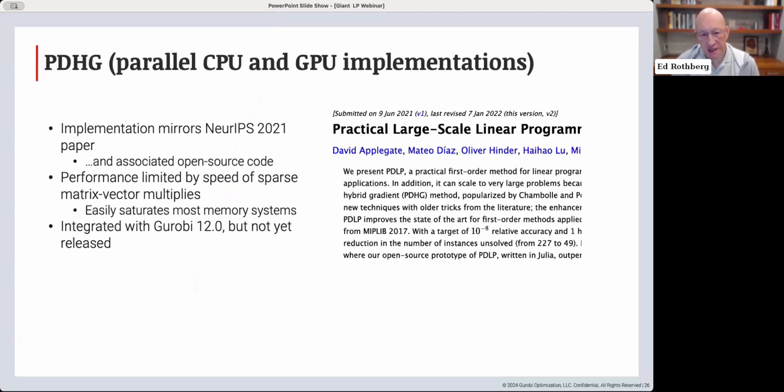The first, of course, is PDHG. We've done an implementation of PDHG for the CPU, multi-threaded on the CPU, and we've also done a GPU implementation. Our implementation mirrors the implementation from the 2021 Google paper. And again, as I mentioned earlier, the performance is determined by the speed of the sparse matrix vector multiply, so it's basically determined by the speed of the memory system. These have been integrated into Gurobi 12.0. We haven't released this yet. We haven't released a GPU version. We're working on it, so that'll happen at some point.